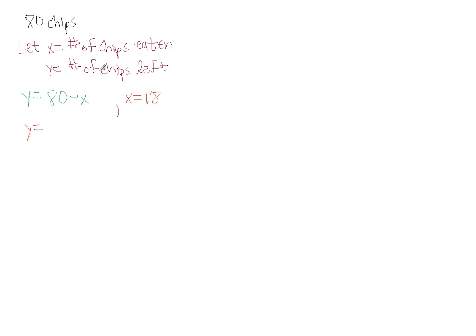So y, the number of chips left, is going to equal our original amount of chips, 80, minus the number of chips we've eaten, which is x. Well, we're saying that we're eating 18 of them, so we're going to plug in 18 for x. We want to use our parentheses. And this is straightforward. 80 minus 18, or 80 plus a minus 18, is 62. So y equals 62. Now, this seems very straightforward and common sense, that if we have 80 chips and we eat 18, well, we can just subtract 18 and get 62.